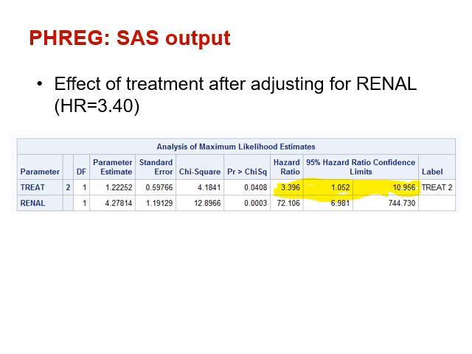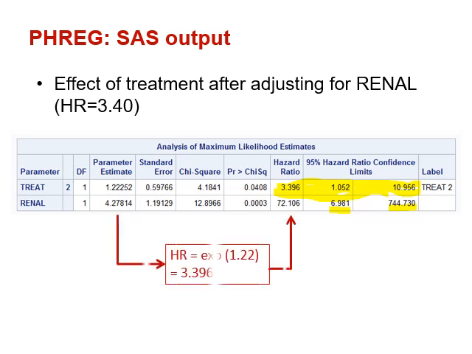The variable renal could also be assessed, but in this case you can see that the confidence interval is very large. It goes from 6.98 to 744.73. And that's why it's probably not a good idea in this case to include renal as a covariate. Note that the hazard ratio is the parameter estimate beta exponentiated. So for example, the hazard ratio of 3.396 is generated by exponentiating the parameter estimate 1.22.